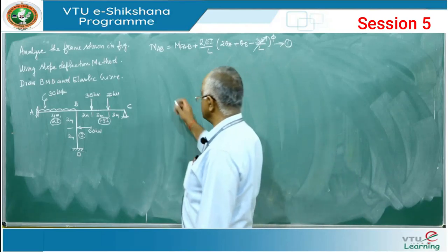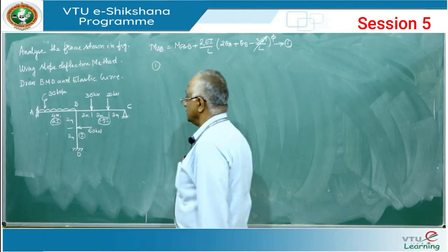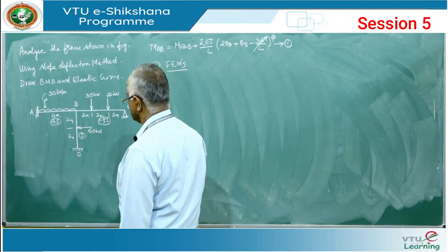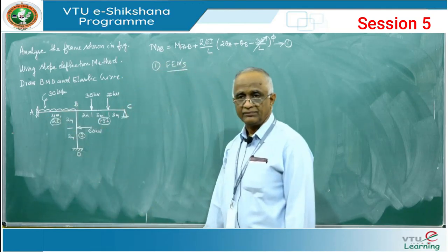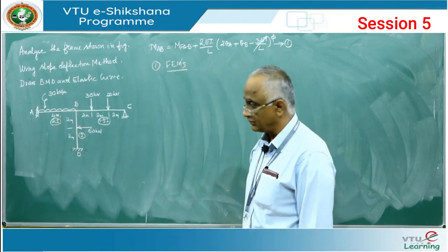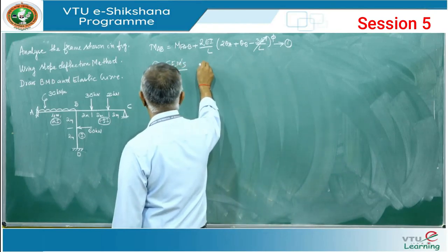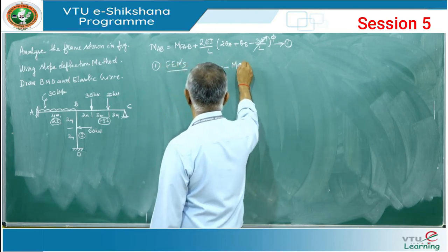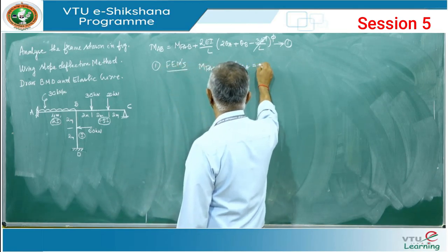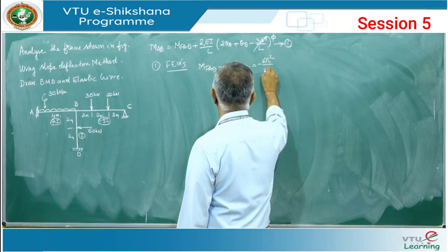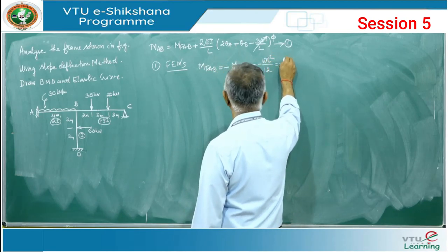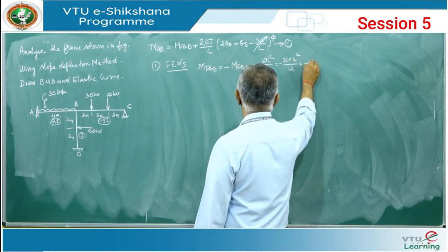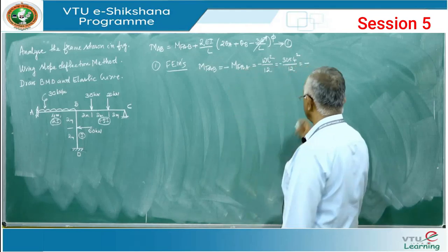So first step, as usual, fixed end moments. Let me consider AB as a fixed beam, and to calculate the fixed end moments, since it is subjected to UDL, MFAB is equal to minus MFBA. We know the equation, it is WL square by 12, that means minus 30 into 4 square divided by 12, so it is minus 40 kilonewton meter.